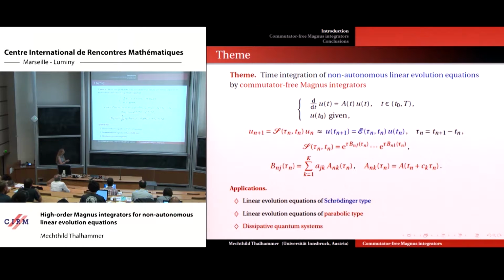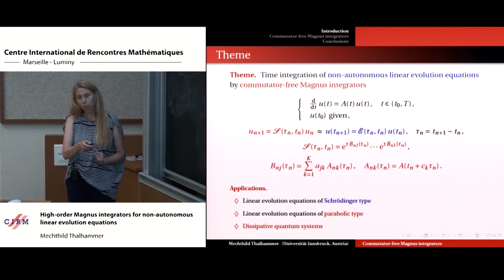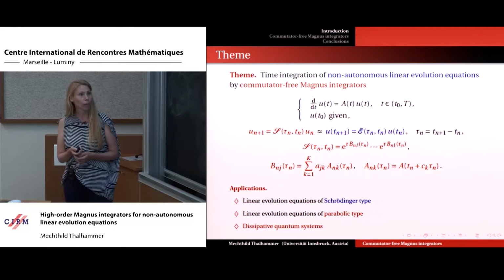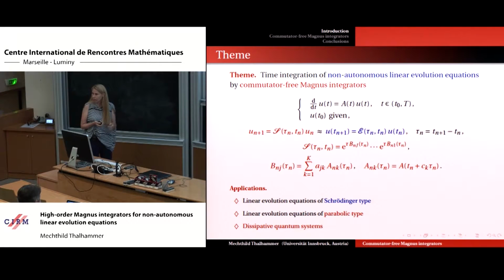Maybe to start first with applications. You can think of Schrödinger type equations where this arises. So you have a time-dependent Hamiltonian operator. We saw this in the last days in several talks where such a problem arose as a part of the problem. So you can also think of a building block, yeah? And you have in addition a nonlinear term, which you could treat by additional splitting methods.